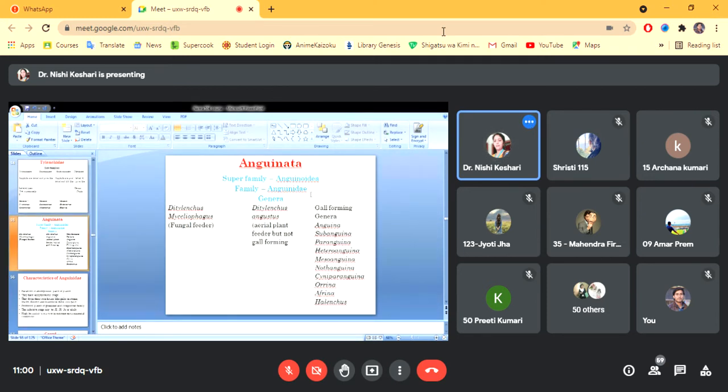Now comes the Anguinata. We will study only one superfamily, Anguinoidea, family Anguinidae, and genera. There are many genera. On the basis of gall-forming structures, we can classify them into three. Some are fungal feeders, that is Ditylenchus myceliophagus. Some are aerial plant feeders but not gall forming, like Ditylenchus angustus, the causal organism of ufra disease of paddy.